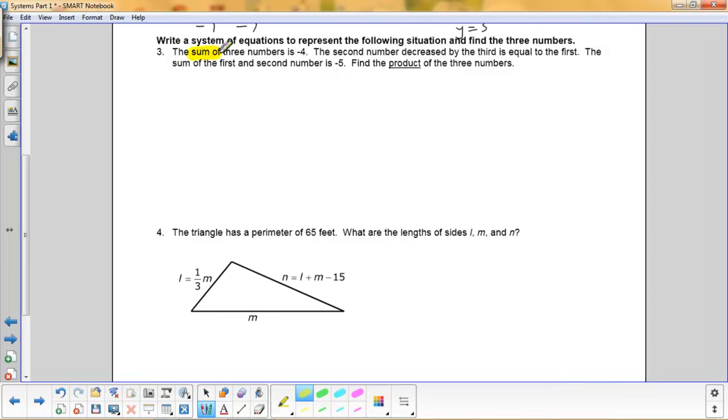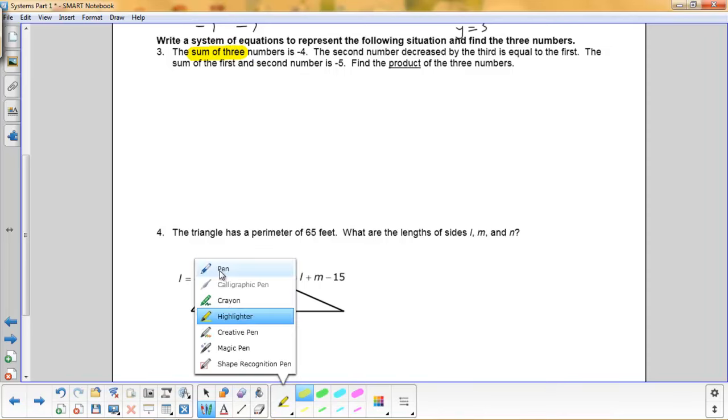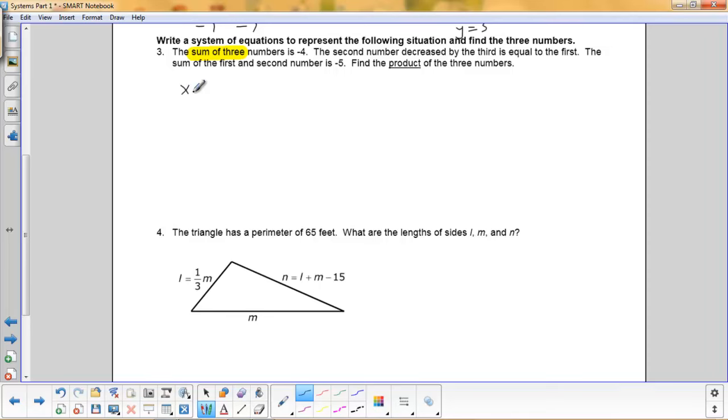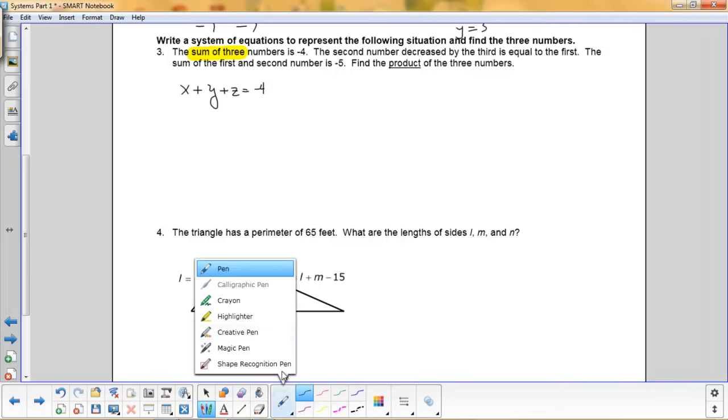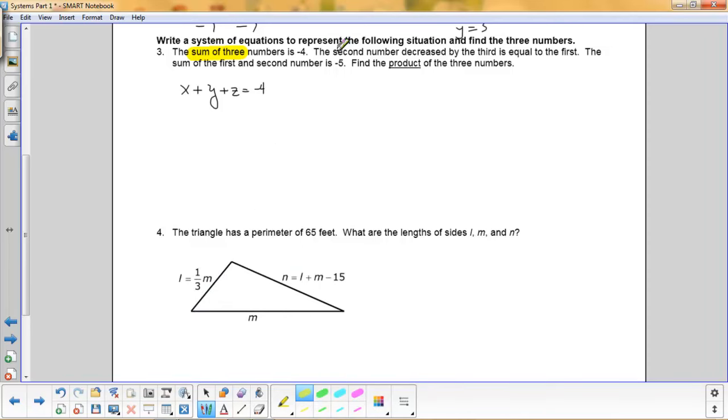The sum of 3 numbers. Well, I need 3 variables if that's the case, so I'm going to go ahead and use x, y, and z. The sum is addition, so x plus y plus z equals -4. And now I'm going to go ahead and start to interpret what's going on. The second number decreased by the third number.